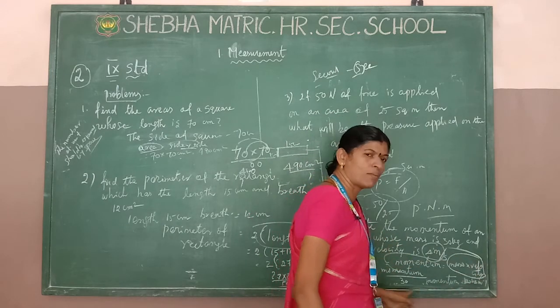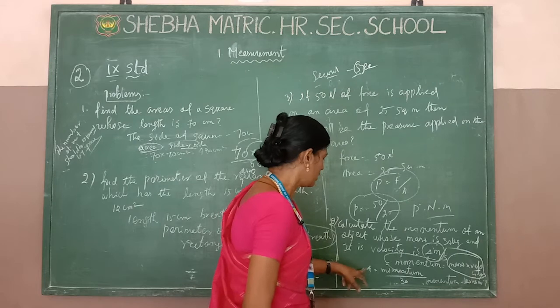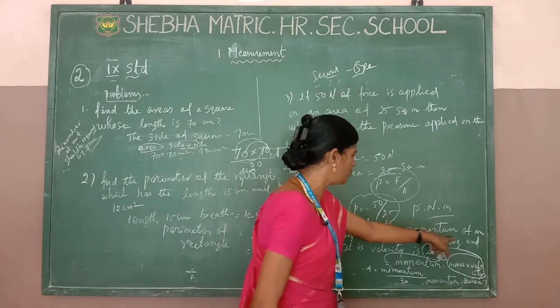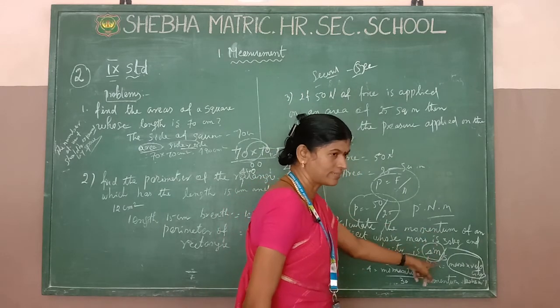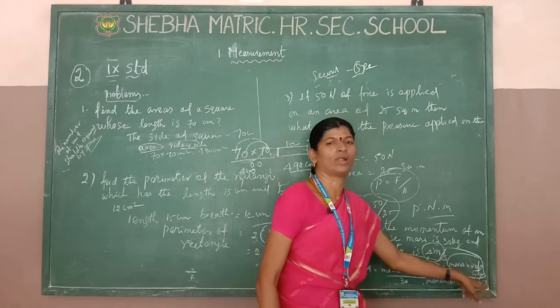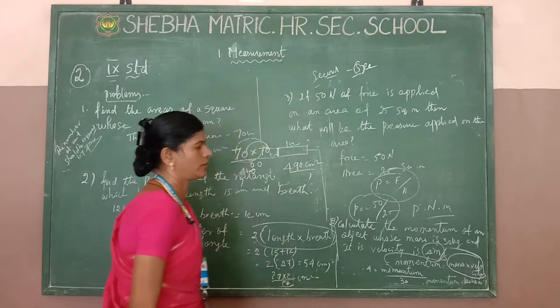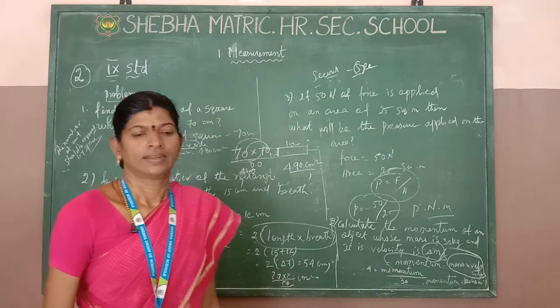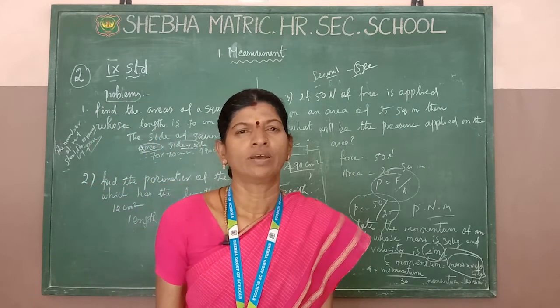Momentum equal to mass into velocity. That is the formula of momentum. So momentum is measured in kilogram meter per second. So 30 into 4 equal to 120 kilogram meter per second. Listen children. Next class we are going to study the vernier caliper.